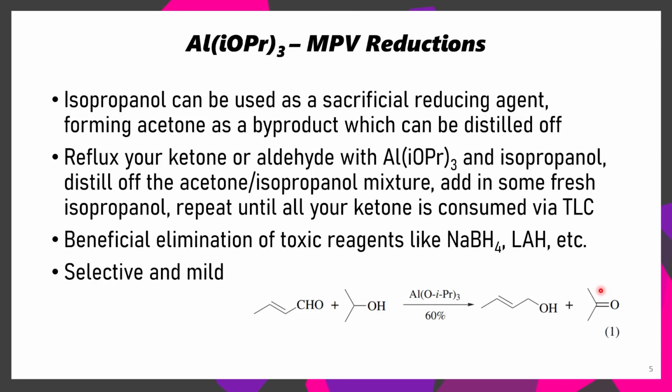Practically speaking, the way that this is done is you initially mix the aluminum isopropoxide with isopropanol and your carbonyl compound. You then run the reaction to a reflux, and eventually you distill off your solvent. You add in some fresh isopropanol, and you repeat this until all of your carbonyl compound has disappeared via TLC. Now, you may need to use a different alcohol than isopropanol, or if you're doing an oxidation, you may use a different carbonyl compound than acetone.